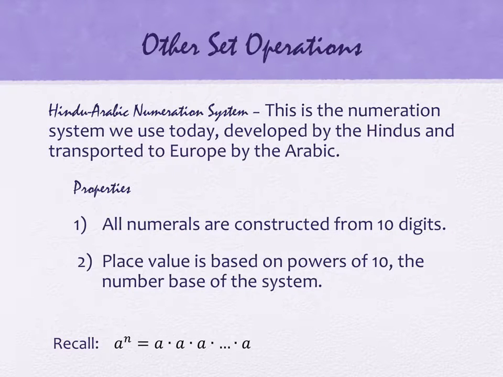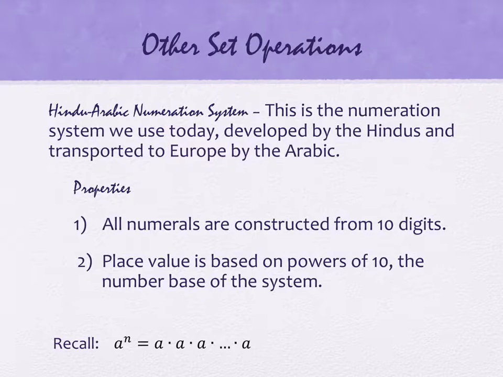So the first one that we're going to talk about is our system. Our system, whether you knew it or not, is actually called the Hindu-Arabic numeration system. It's the numeration system we use today. It was developed by the Hindus and transported to Europe by the Arabs. So a few facts that you know but probably had not thought about in these words before.